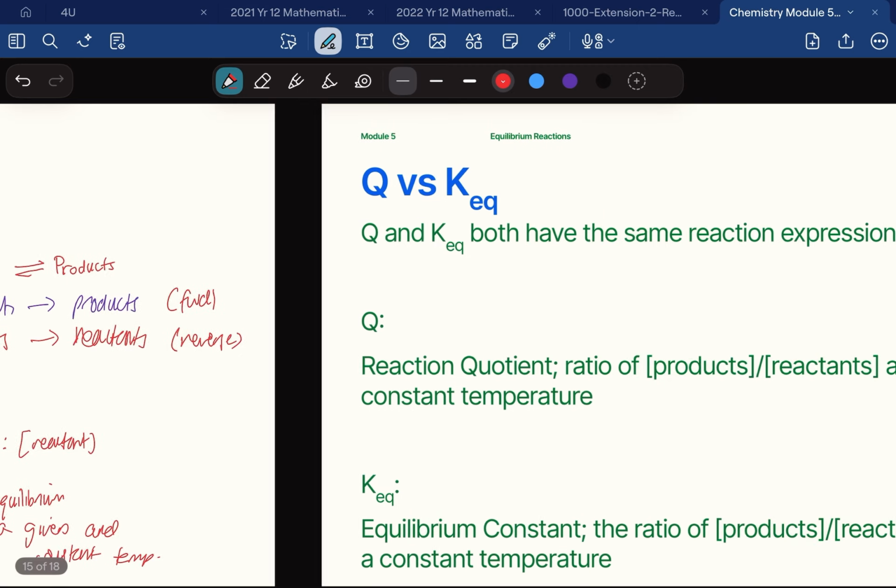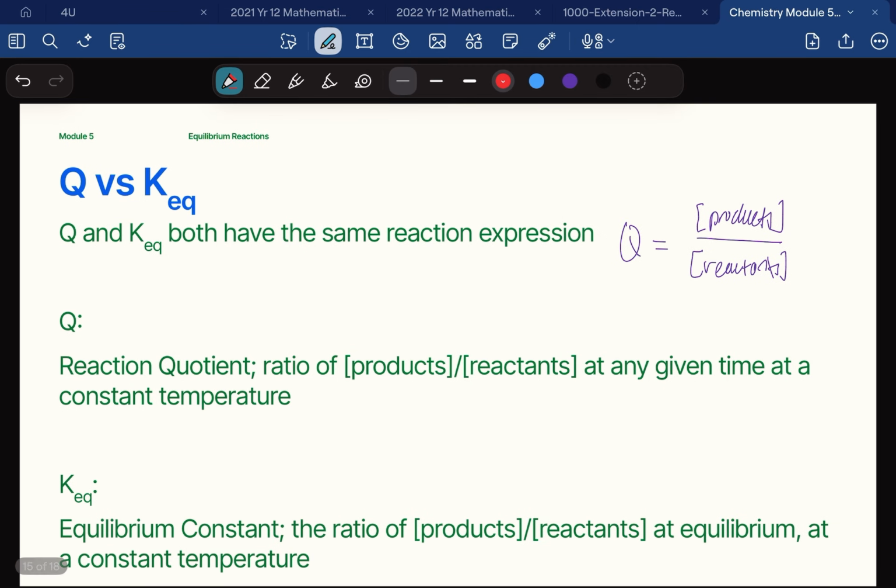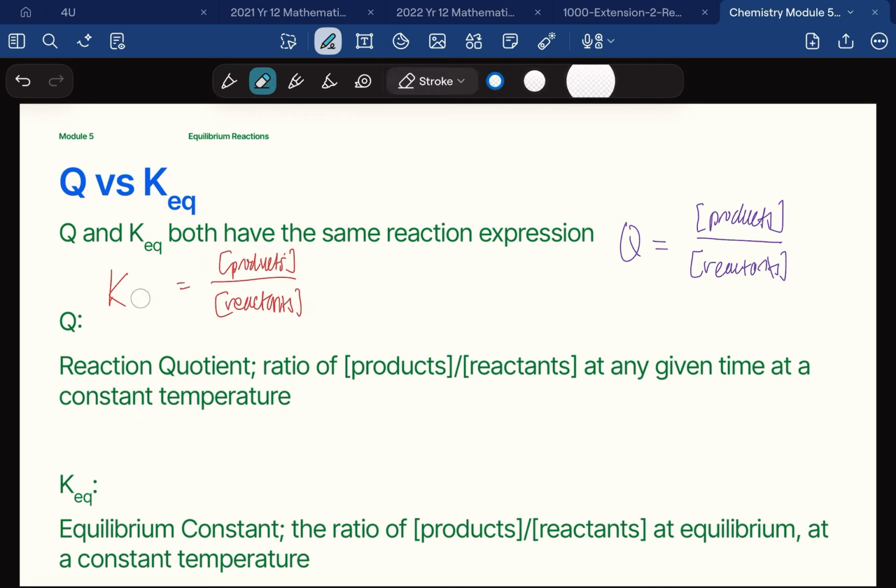Okay, we know KEQ. What is Q then? Q and KEQ have the same expression. Q is products over reactants, and KEQ is also products over reactants. When I say products over reactants, I mean concentration, but I'm not going to say that every time, so please remember this. What's the difference?